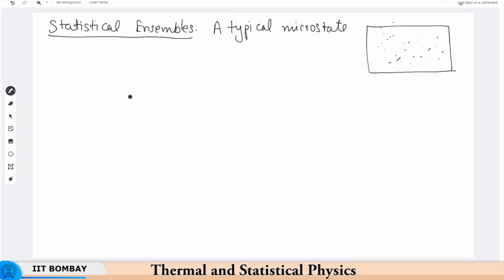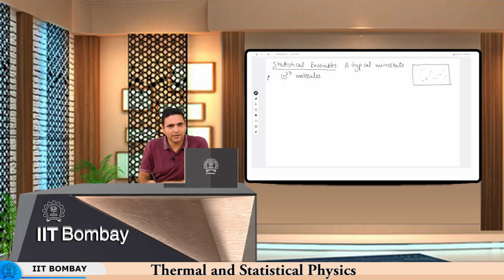And that system, since it is evolving as a function of time, we can assign a function to it. So, at any given time, the microstate will look like this. Say there are 10 raised to the power 23 gas molecules in the system. The microstate will give us the information about the position coordinates of all the gas molecules at any point and all the momentum vectors at any given point, right.